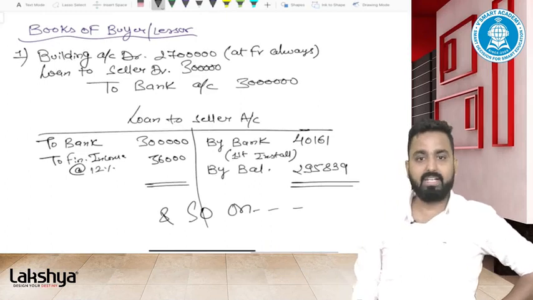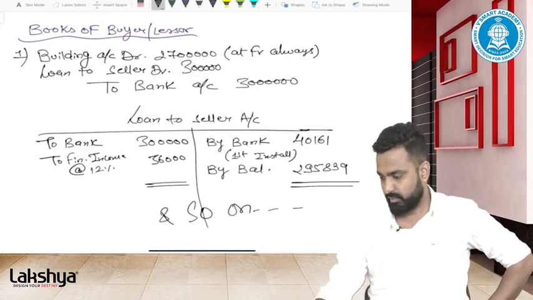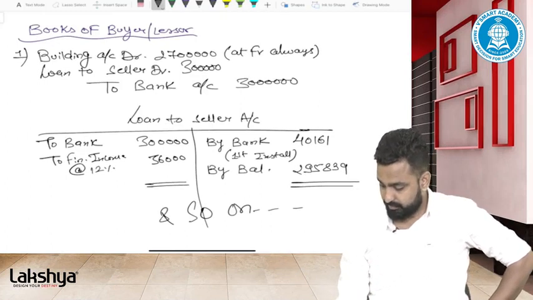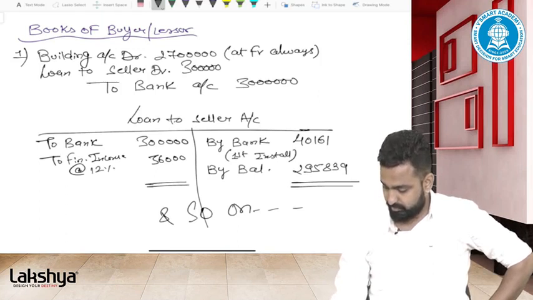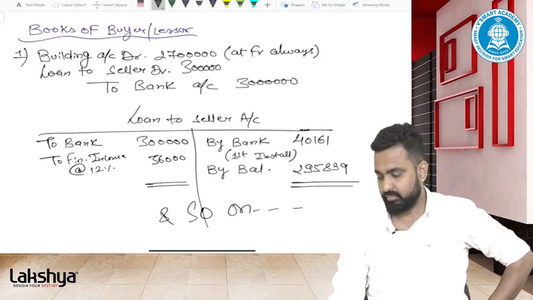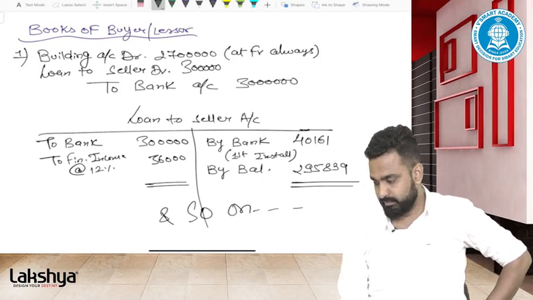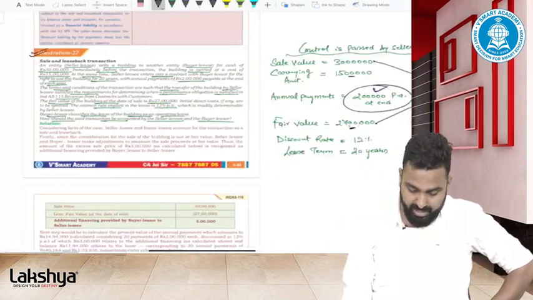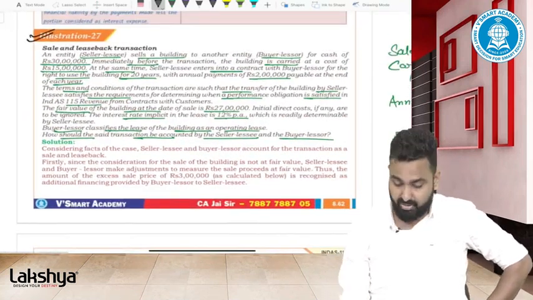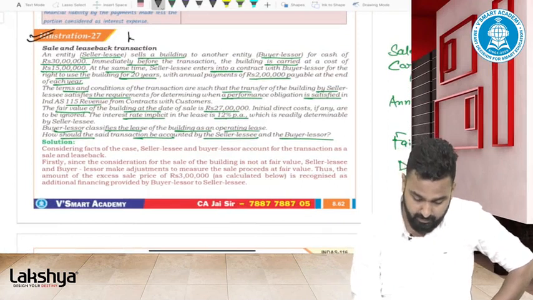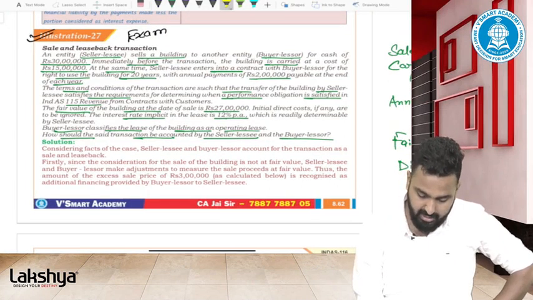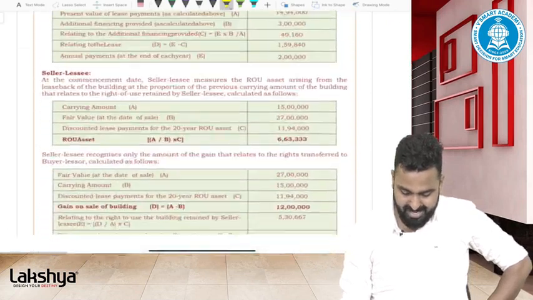So books of buyer are like this. Okay. Anybody, do you have any question on this? Illustration number 27. Done. Wow, great.